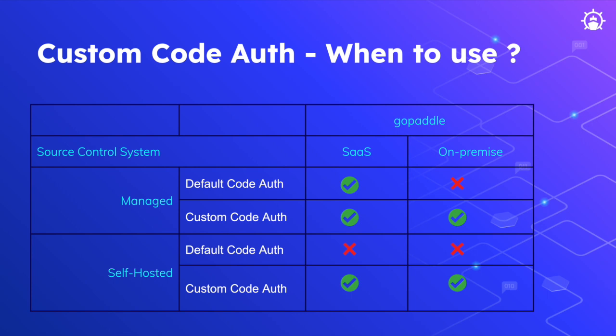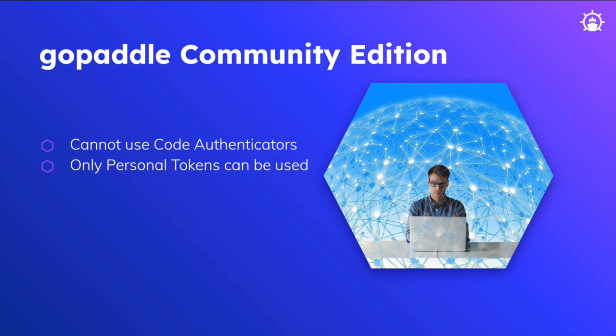Coming to the source code system edition, if you are using a self-hosted version, like a self-hosted github.com or a self-hosted gitlab.com, you cannot use the default authenticators. You will need your own custom authenticator registered in the self-hosted source code system. If you are using gopaddle Community Edition, you cannot use code authenticators to authenticate your source control account registration. In such cases, you must use personal tokens to register your source control account. Review these options carefully before we proceed with the next steps.